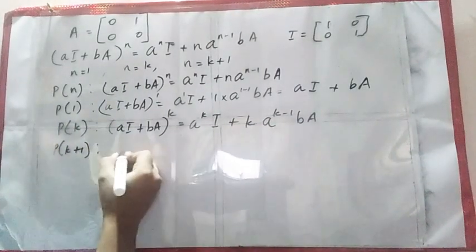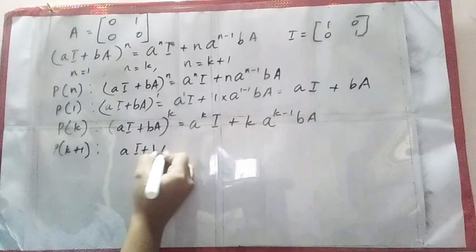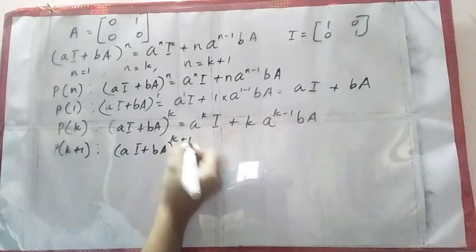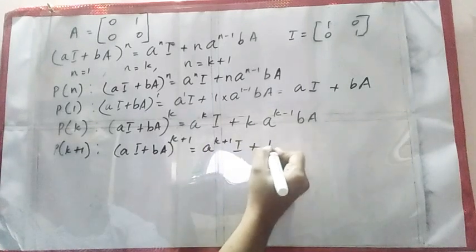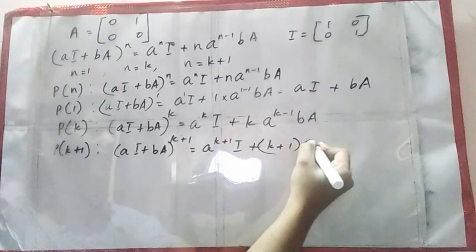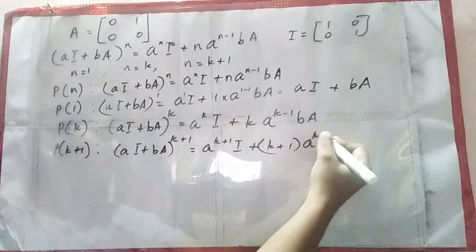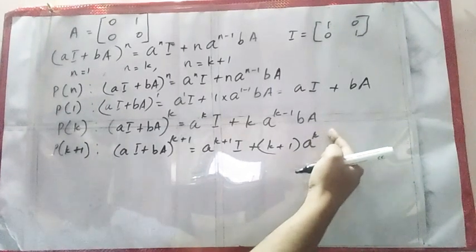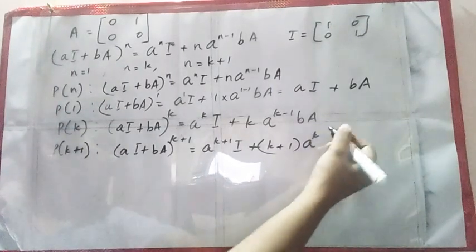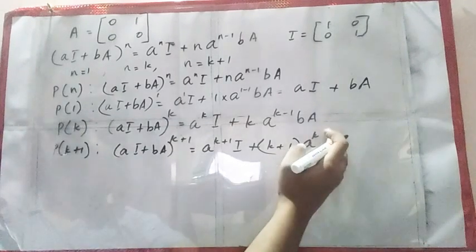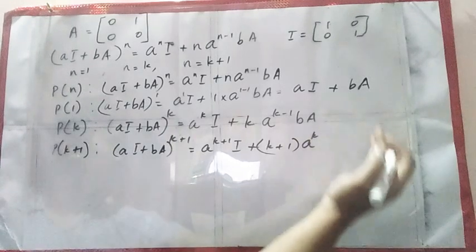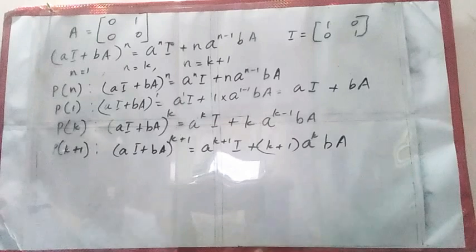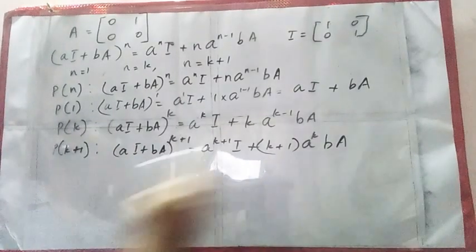That is, we have to prove that (aI + bA)^(k+1) is equal to a^(k+1) I + (k+1) a^((k+1)-1) bA. It becomes a^(k+1-1), so it is a^k. The plus 1 and minus 1 get cancelled, and we get a^k bA. So this is what we have to prove next.